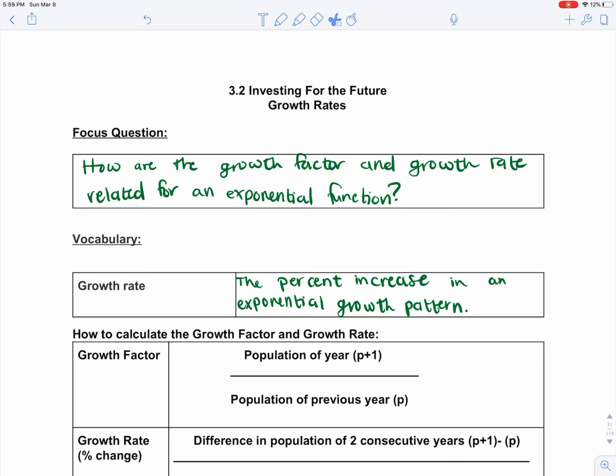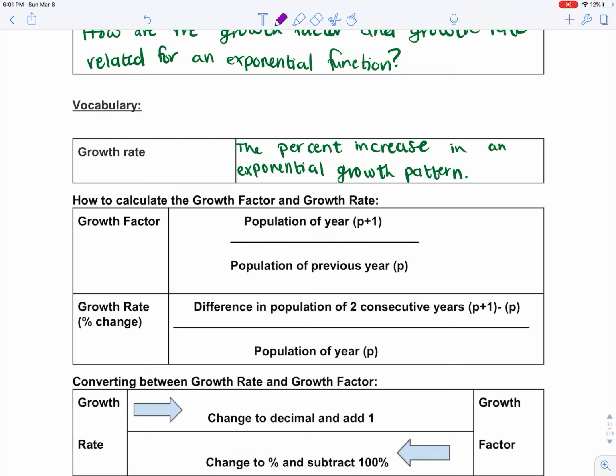Anyway, I'm going to walk you guys through lesson 3.2. It's titled Investing for the Future, and we're going to talk about those things we called growth rates. Your focus question for this lesson is, how are the growth factor and growth rate related for an exponential function? Go ahead and write that down.